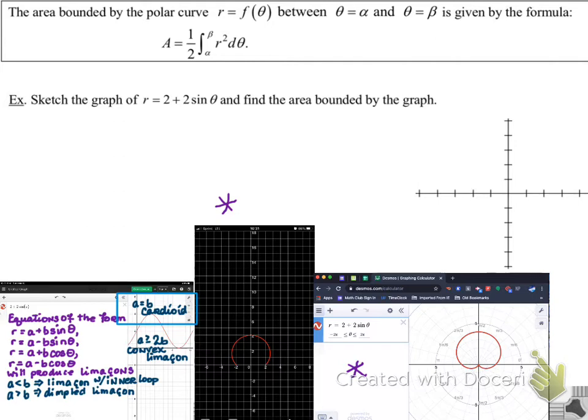They look kind of like ovals. When a is less than b, it's got this little inner loop like this. Ooh, that's the wrong tool. Like this, right? Then the dimpled limaçon doesn't look quite like that. Let me see if I can draw it. It kind of looks like a little tiny kidney bean, lima bean. That's a better descriptor.